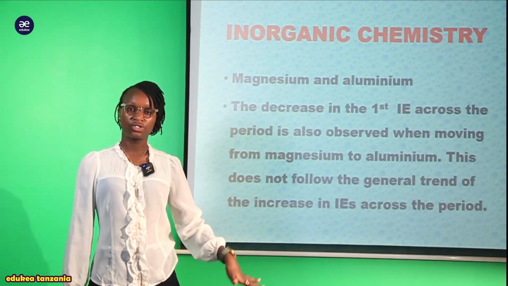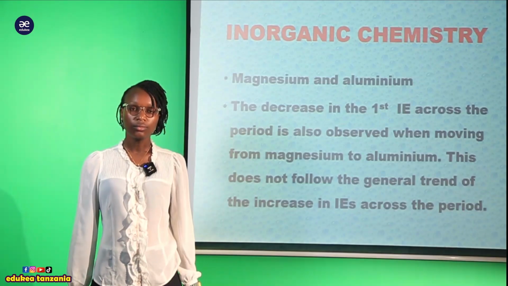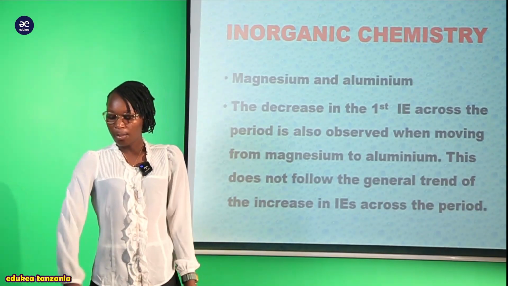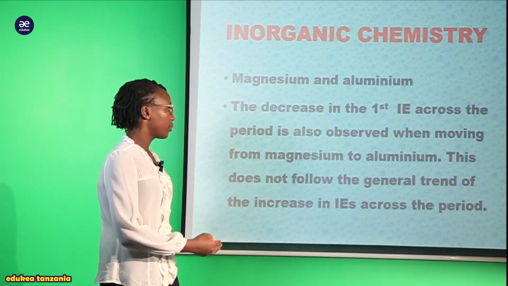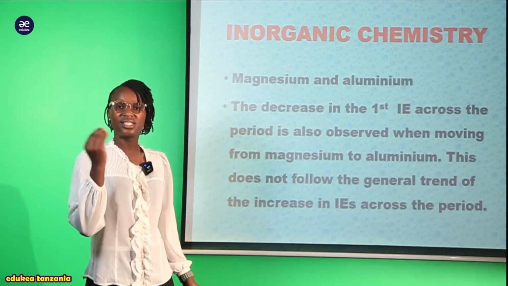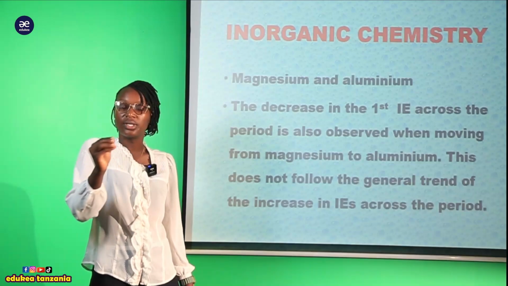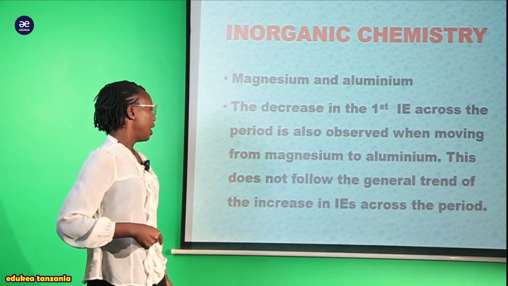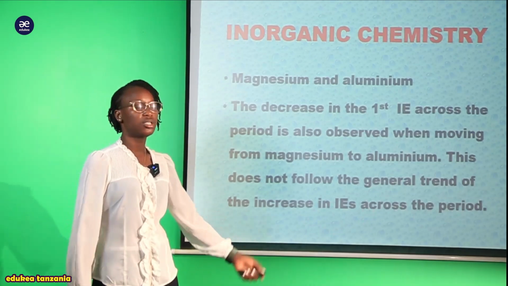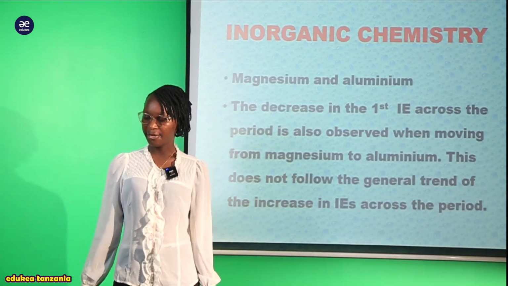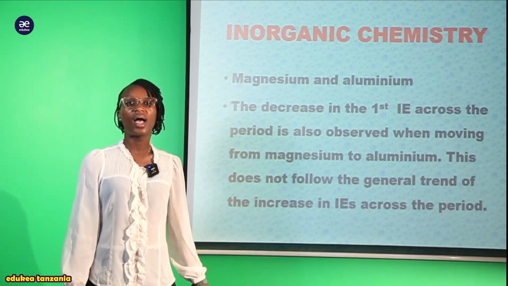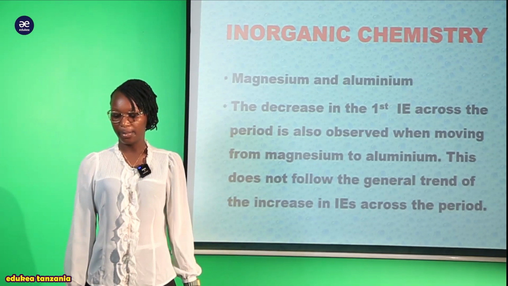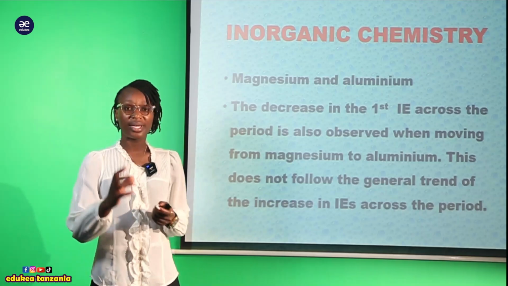Ndio maana tunakuja kusoma hizi explanations. Tumeona kuhusiana na nitrogen na oxygen. Sasa hivi tuone kuhusiana na magnesium na aluminium. Kwamba tunavyo move kutoka kwenye magnesium kwenda kwenye aluminium, utaona kwamba the trend of the ionization energy tends to decrease. Maana yake kwamba haifollow ile trend ambayo tunaijua which is the increasing in the ionization energy across the period. Sasa kwa nini haifollow, now we have to discuss why magnesium ipoje na aluminium ipoje. So after discussing this is where we can get the answer.